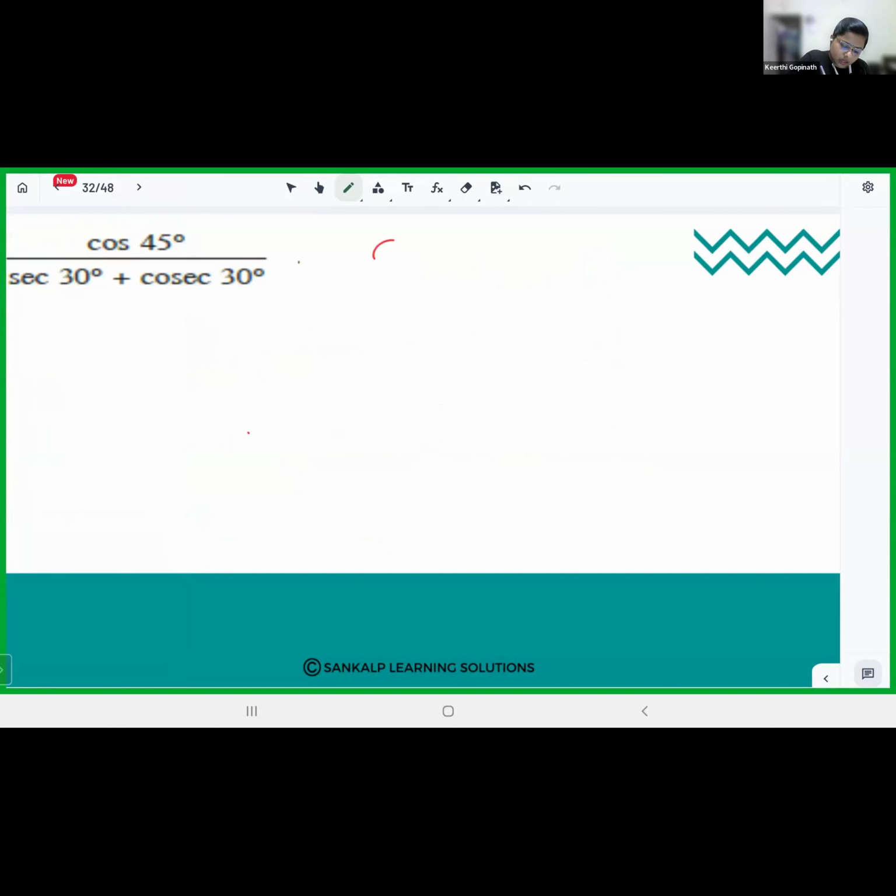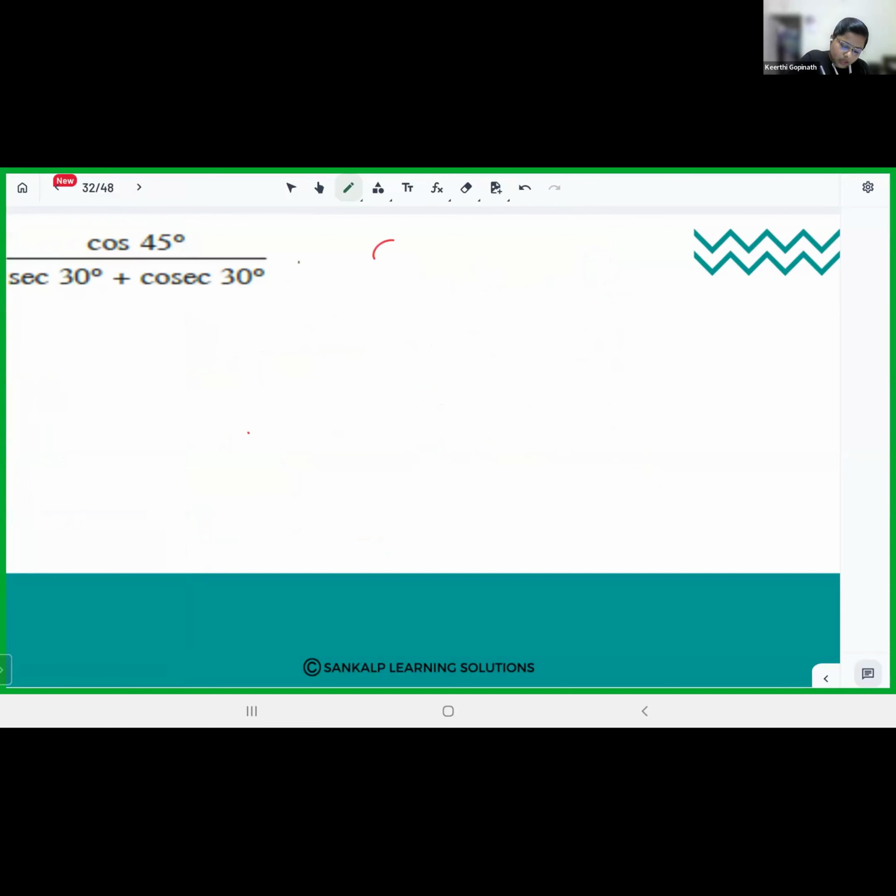Now find out the value of sec 30. So how will you find out sec 30? Just think about its reciprocal. What is its reciprocal? The reciprocal of sec 30 is cos 30. Isn't it? So what is the value of cos 30? Cos 30 is equal to root 3 by 2.